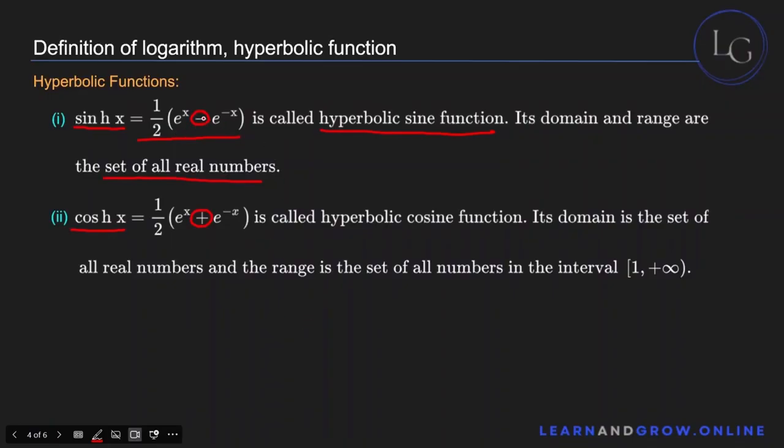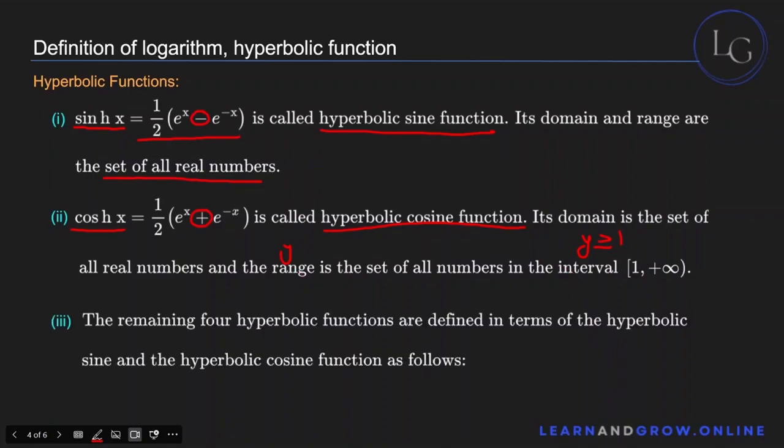So in the sine hyperbolic of x, you get a negative sign, and in the cos hyperbolic of x, you get a positive sign. This is called the hyperbolic cosine function, and its domain is the set of all real numbers, but the range is a bit different. So basically, the y value ranges from 1 till infinity. So basically, y is greater than or equal to 1. That's the range, okay?